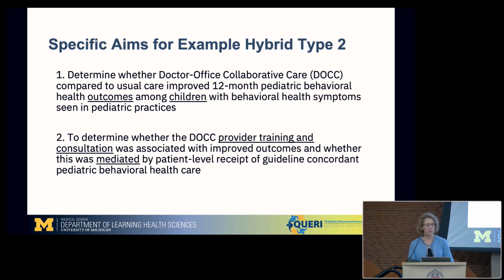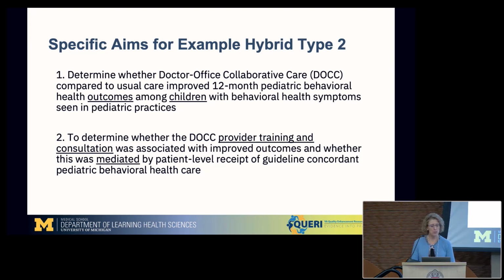So here are specific aims for an example hybrid type 2. And again, a hybrid type 2 study includes both a clinical effectiveness and implementation aim. In this case, we had the Doctor Office Collaborative Care, which was a collaborative care model-based intervention for pediatric primary care practices to help kids manage their behavioral health symptoms. So we wanted to find out if the Doctor Office Collaborative Care model compared to usual care improved 12-month pediatric behavioral health outcomes among children with behavioral health symptoms.